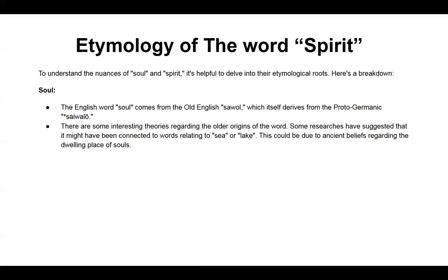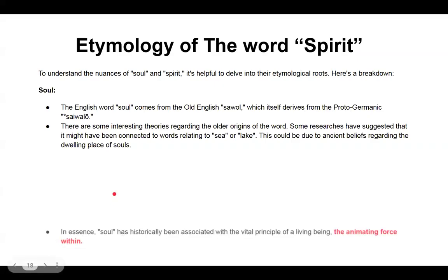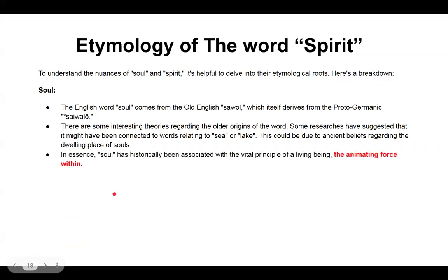There are some interesting theories regarding the older origins of the word. Some researchers have suggested that it might have been connected to words relating to sea or lake. This could be due to ancient beliefs regarding the dwelling place of souls. In essence, soul has historically been associated with the vital principle of a living being, the animating force within.